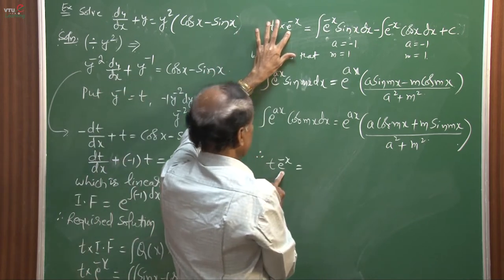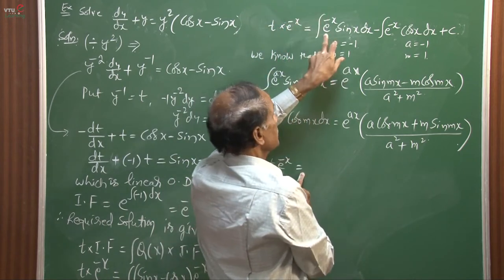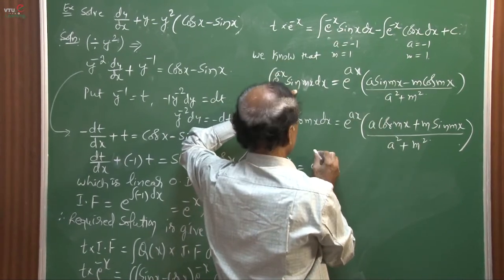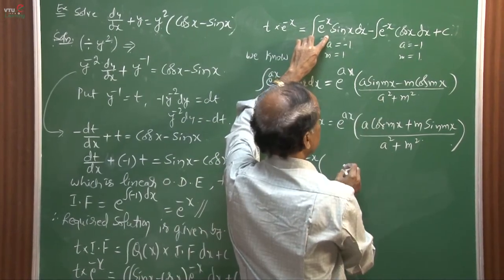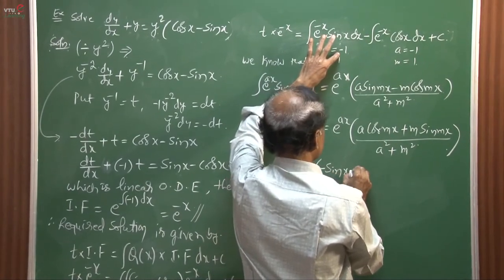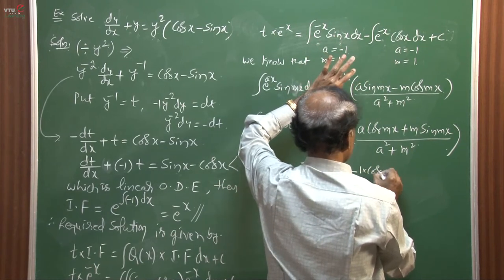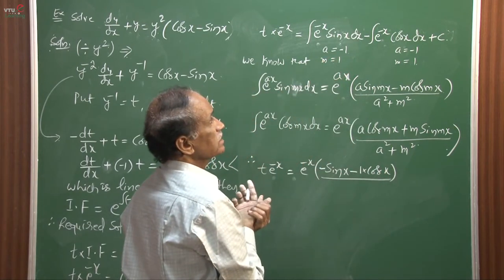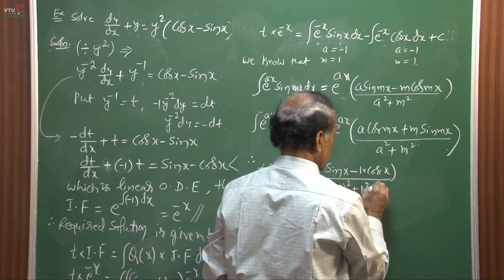That is t into e to the power minus x, that is equal to, so for the first product, that means exponential multiplied by sine, you are getting this much: e to the power minus x into a sin mx, a means minus 1, sin x minus m cos mx, 1 into cos x, over a square plus m square, what is that, minus 1 whole square and then plus 1 square.